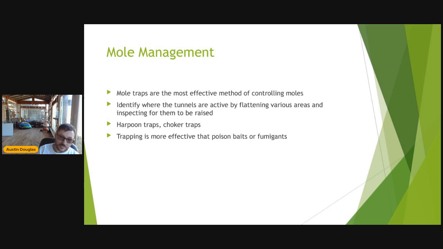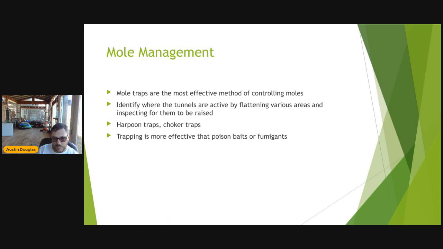And basically, you're going to identify where the tunnels are active. How you do that is you flatten the tunnels. You make a note of where you flatten the tunnels, and then you look for them when they're raised again, so you know that that tunnel is active. But trapping is by far more effective than poison baits or fumigants, and very, very effective. I've used them. They do work.